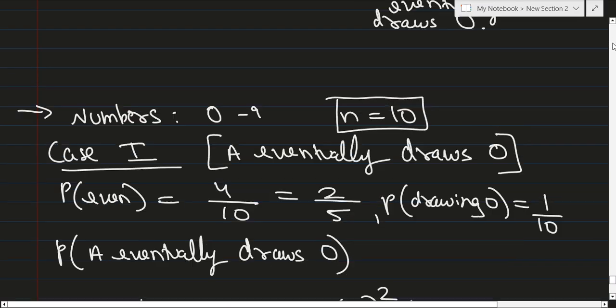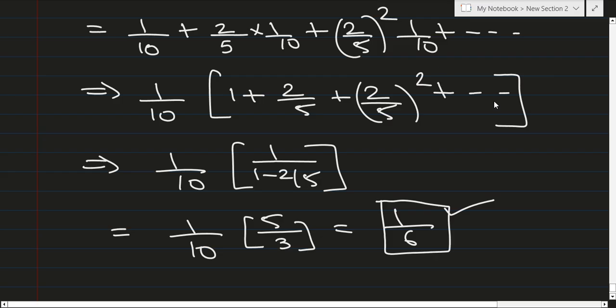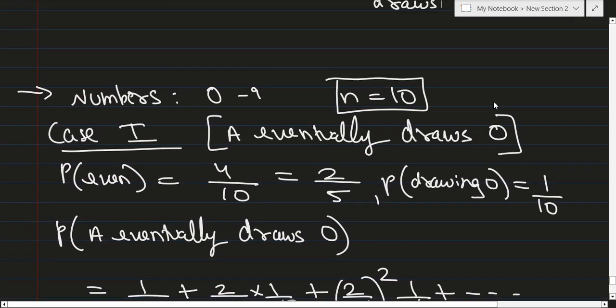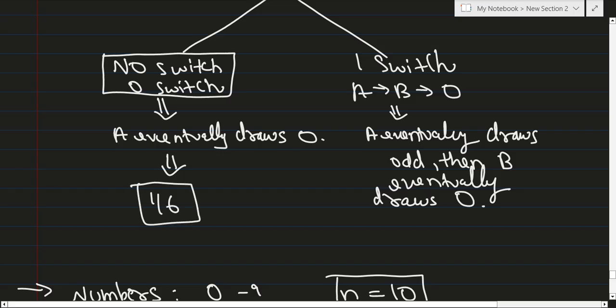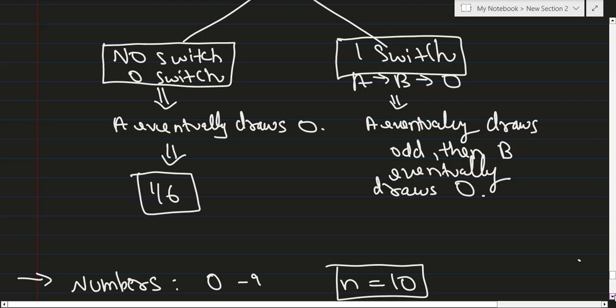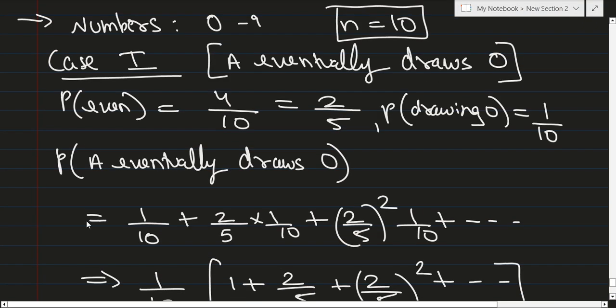So let's move to case 2. We have calculated case 1, that is no switch, A eventually draws 0. This comes out to be 1 by 6. Now case 2, we have one switch. When A eventually draws an odd number, then B gets into the game, then B eventually draws 0 and the game ends. Okay, so let's now try to solve for case 2.